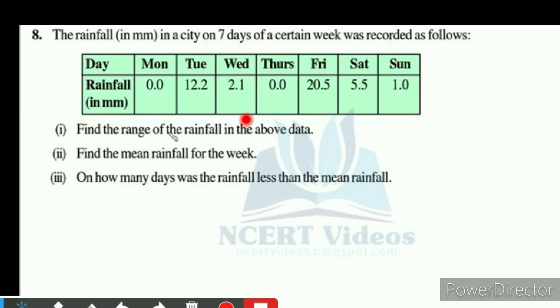Find the mean rainfall for the week. We should add all these numbers and divide by 7. On how many days was the rainfall less than the mean rainfall? After finding the mean, we should compare all these numbers. How many days have less than the mean? Now we start to solve these questions.